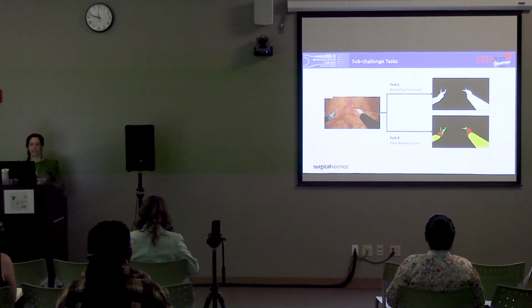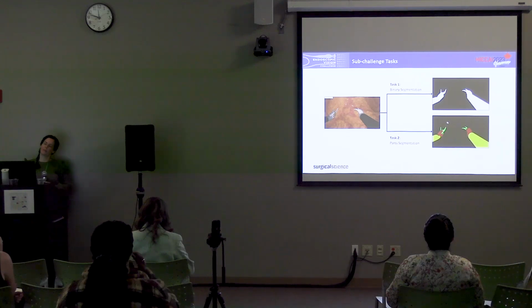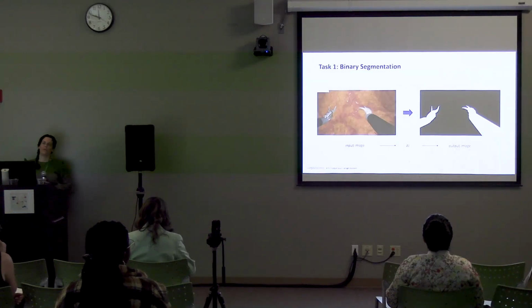For our sub-challenge task, we had two tasks. Task 1 was considered the easier task, and it's called binary segmentation. The models that the participants created needed to be able to distinguish the pixels from the background and the instruments. Task 2, which is considered a little more challenging, we call part segmentation. The models needed to be able to distinguish not only the background pixels, but the different pixels in three different parts of the instruments.